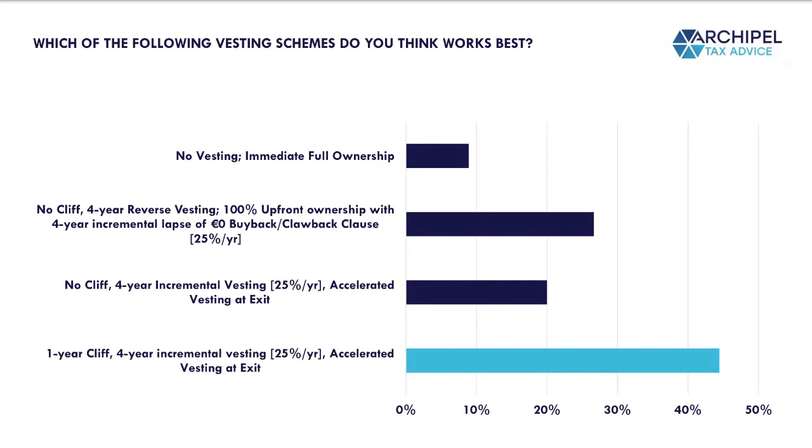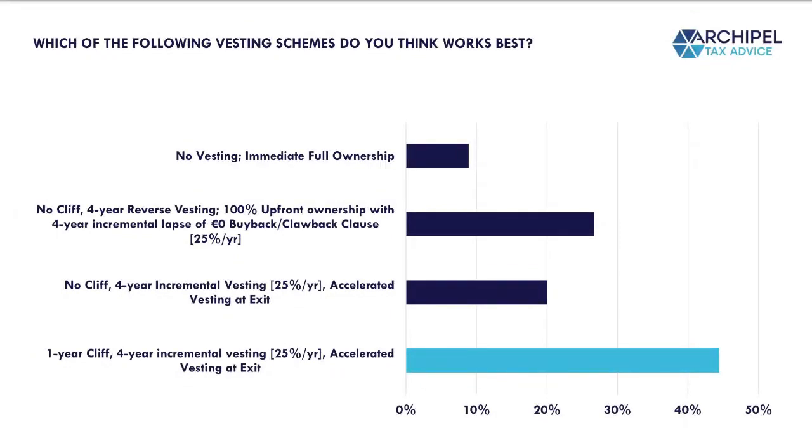Or should it be the 1-year cliff with 4-year incremental vesting and accelerated vesting at exit? That one takes the cake. I also think it is most commonly seen. So the 1-year cliff means in year 1, you may own the units, but none of them are toggled on yet. And after year 1, which is kind of like the tester, in 4 years, the vesting happens incrementally.